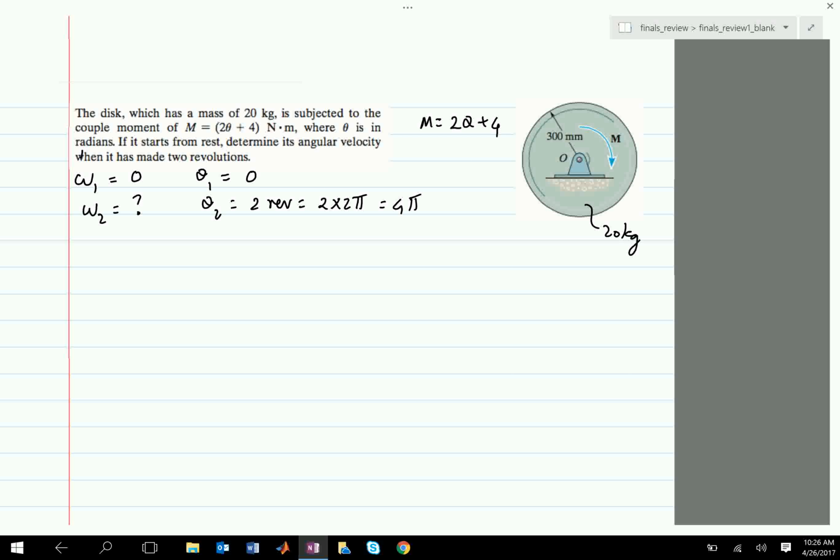Okay, so in this question, you're asked to find omega 2 when you're given theta 2. So how do you solve this? What principle would you use?